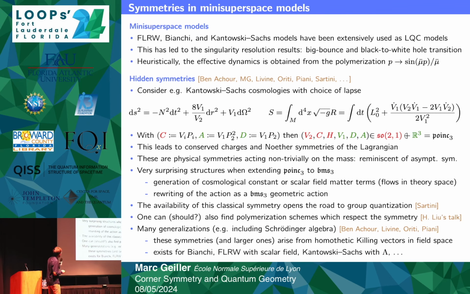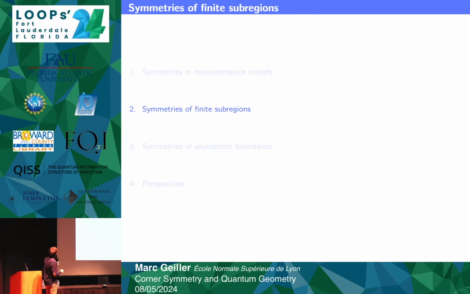And the last point I want to make is that this is not just a fluke or a coincidence, because there is lots of work that has followed after this, and you can exhibit this type of symmetries, which are much larger than this Poincaré group, so this Schrödinger symmetry algebra that Francesco mentioned yesterday. And this has a nice mathematical structure because it follows from homothetic Killing vectors in field space. And this exists for Bianchi models, Friedmann models with scalar field, cosmological constant, Kantowski-Sachs with scalar field, cosmological constant. So it seems to be a very generic feature of these symmetry-reduced mechanical models. Okay, so this was the first message.